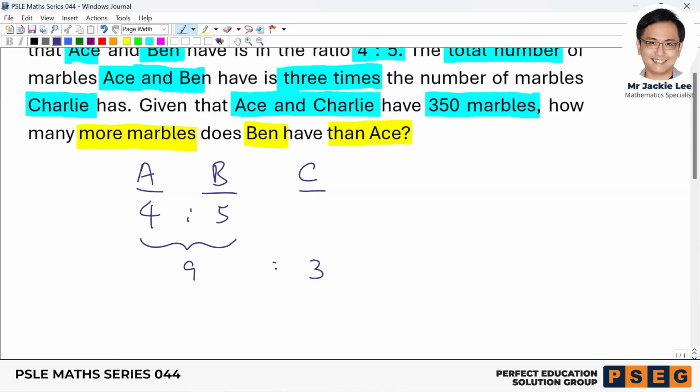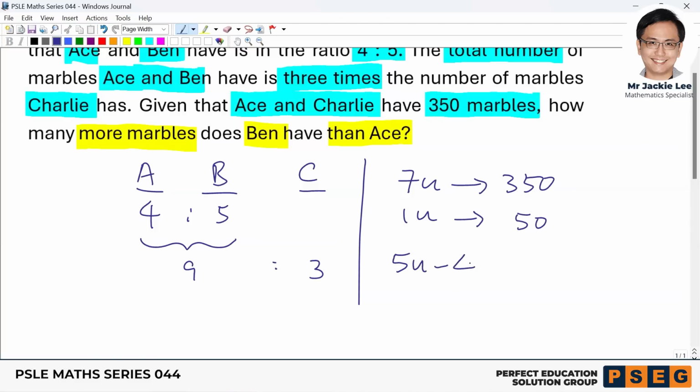Okay, now what we know is that Ace and Charlie have 350 marbles. So Ace and Charlie, 4 and 3 added together, let's say 7u. 7u corresponds to 350. So 1u is in fact only 50, right? Okay. So now the question is how many more marbles Ben has than Ace. So Ben is 5u, Ace is 4u. So the difference is actually 1u. Therefore, exactly 50.